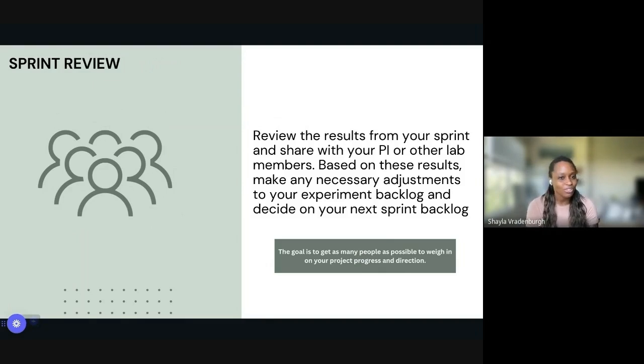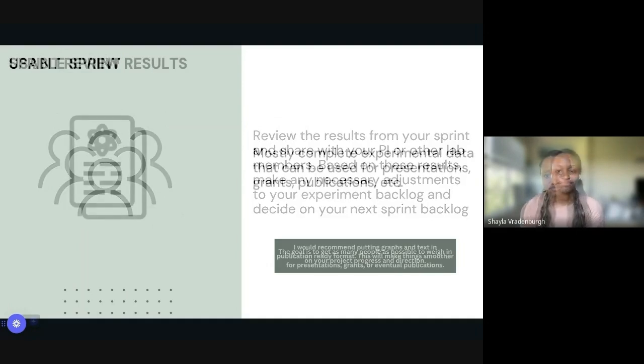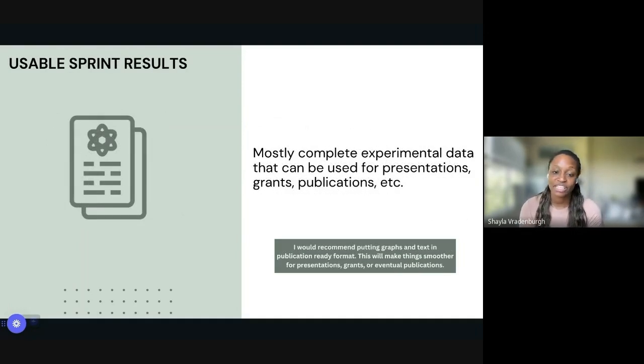Having some people that aren't so closely tied to the project weigh in is a really great way to make sure that the work that you're doing is contributing to the things that other people find really valuable or interesting about the experiments and work that you've put together so far. But also, it's a really great way to get any kind of assistance, help, and feedback from a larger group of scientists. And then the last piece of the Scrum for Scientists framework is the usable sprint results.